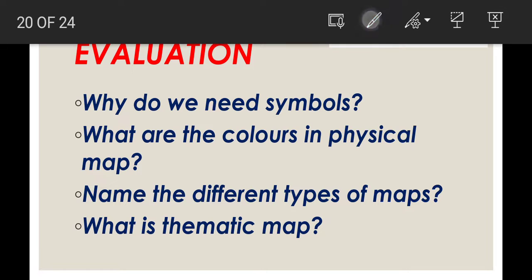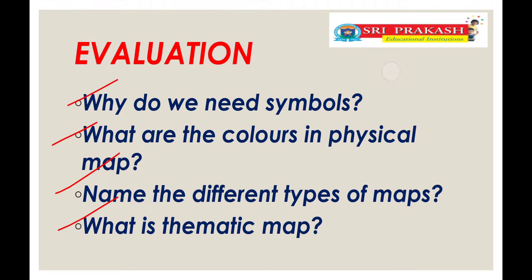Okay. Next question. What are the colors in the physical map? What are the colors, children? Blue, yellow, green, brown. Four colors are represented in the physical map. Next question. Name the different types of maps. What are the different types of maps, children? Physical map, political map, thematic map. Okay. Next, what is a thematic map? A thematic map is a map which shows a particular aspect or a particular concept. That is called a thematic map.